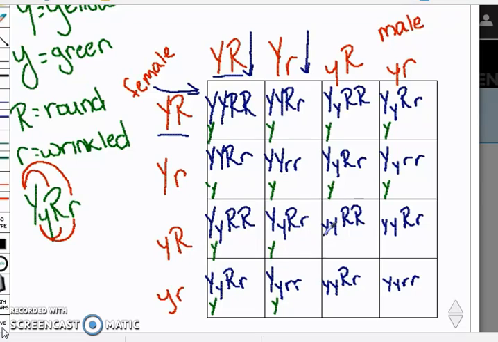These all contain lowercase y's, so these are going to be green, since I have two recessive traits and no dominant trait to mask over them. I use red. Let's look at the round and wrinkled. Round is dominant, so anything with a capital R is going to be round. So doing the same thing, we're going to use a capital R for anything that is round.